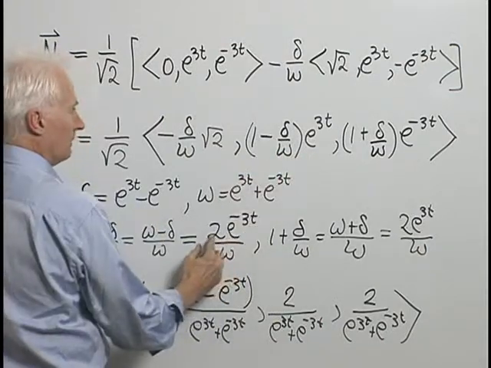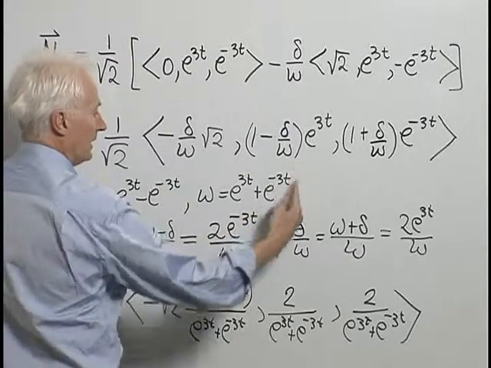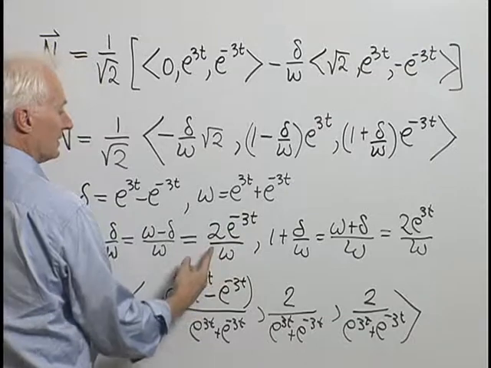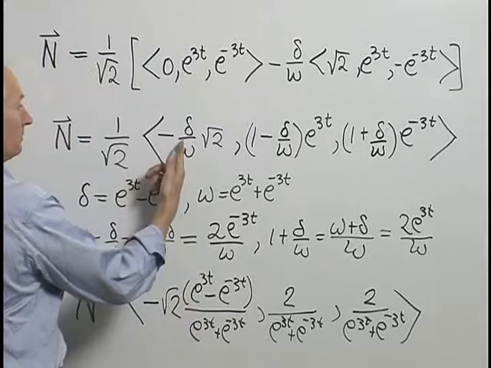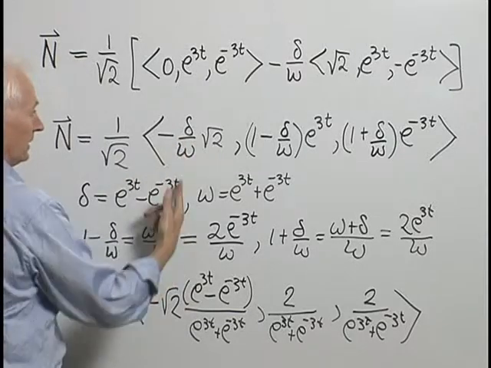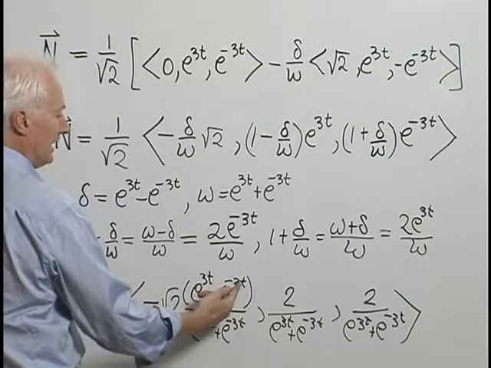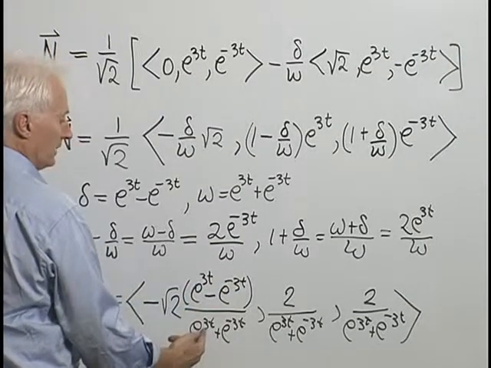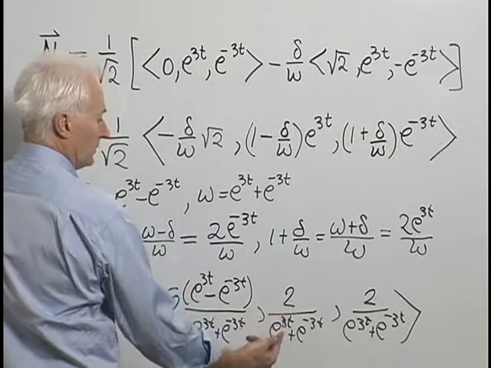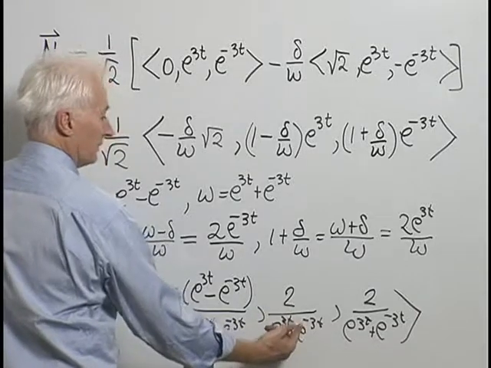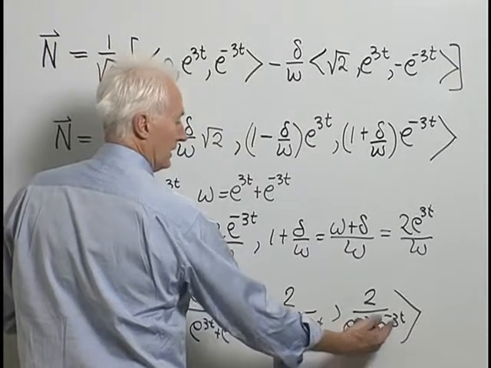What about for this one? 1 minus delta over w is 2e^(−3t) over w. So when I multiply this by the e^(3t), again the exponentials cancel. I'm left with just 2 over w. And so that means coming up here and putting in for delta and w, the first component is negative root 2 times e^(3t) minus e^(−3t) over w, which is e^(3t) plus e^(−3t). The second component is 2 over w. That's 2 over e^(3t) plus e^(−3t). And the last component is 2 over w, which is e^(3t) plus e^(−3t) in the denominator there.